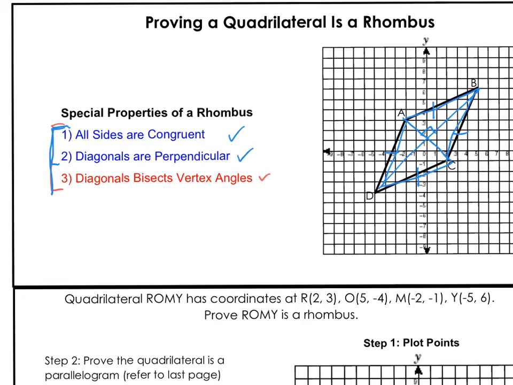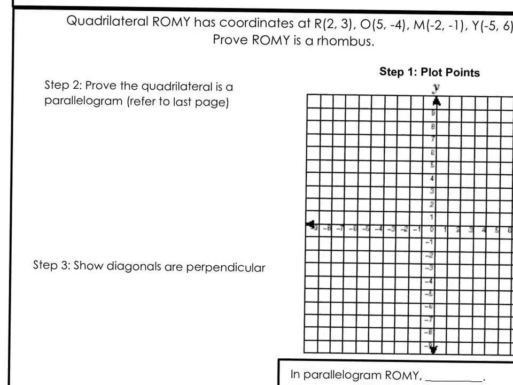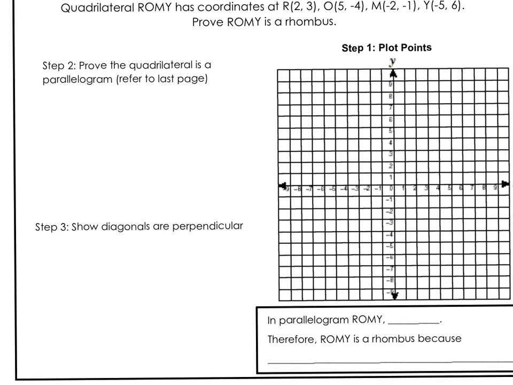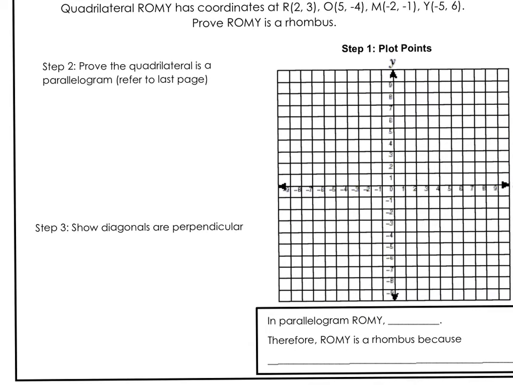So let me show you how it's done. We're given a quadrilateral, ROMY. We want to prove that it is a rhombus. Now, we're going to talk about different ways to do this in class, but I'm just going to show you one way. To do so, we first have to prove that it's a parallelogram. Okay, so let's plot our points. All right, step one is plot our points. So we have 2, 3. We have 5, negative 4. We have negative 2, negative 1. We have negative 5, negative 6.